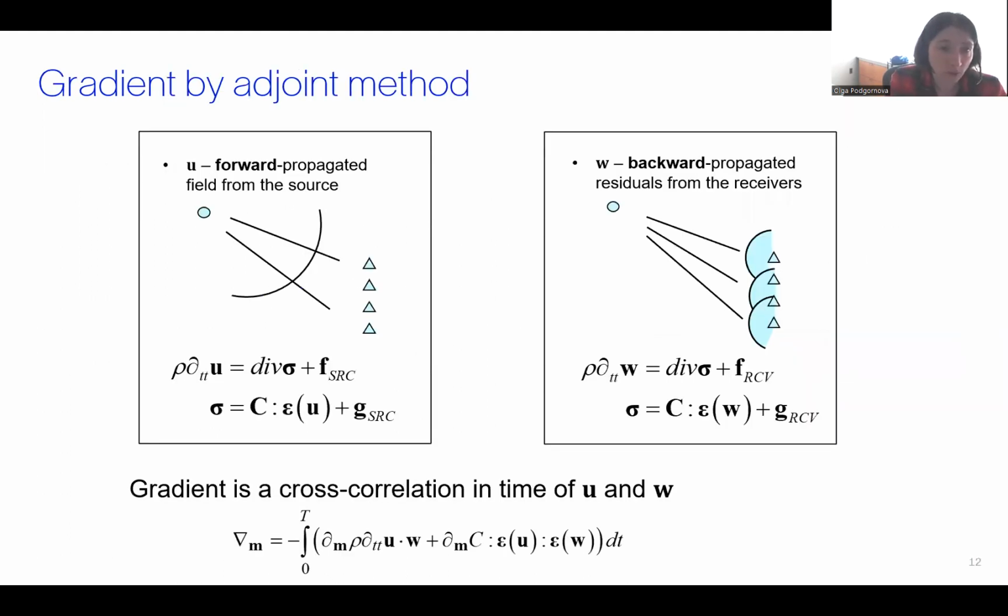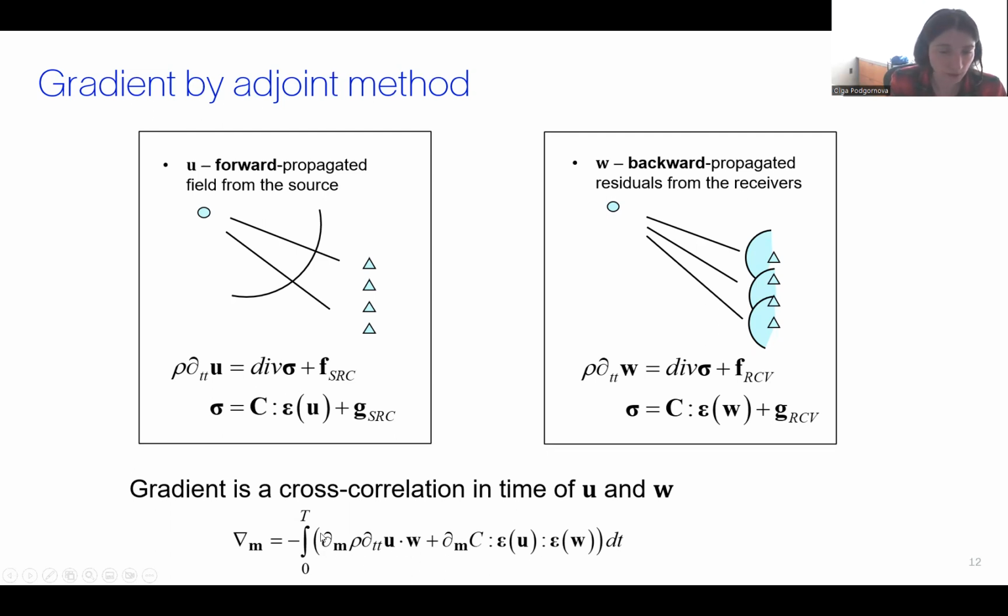The key component of the FWI is the computation of the gradient by adjoint methods. So what the adjoint is: we have a gradient of the cost function versus model parameters, and in simple words, it is a cross correlation of the forward propagated field and backward propagated residuals.